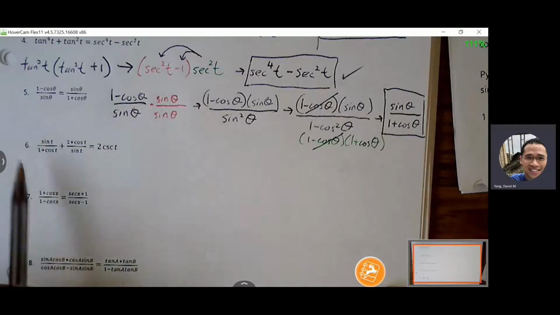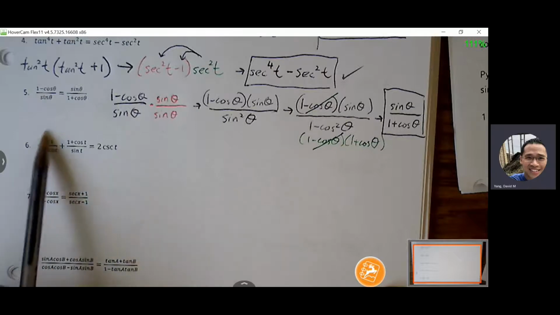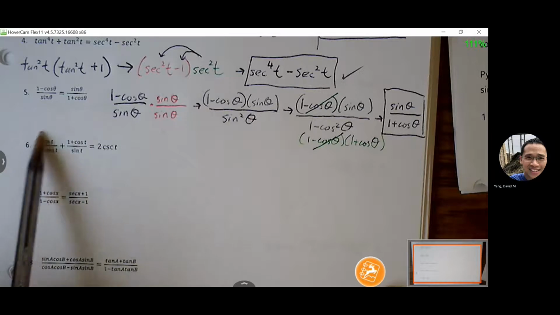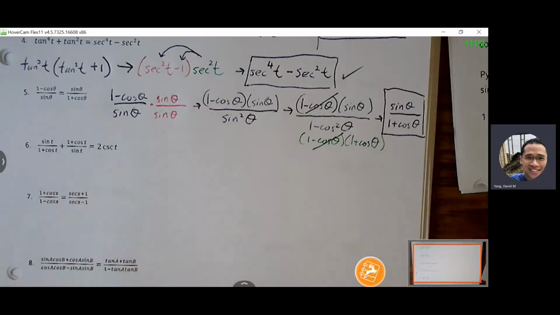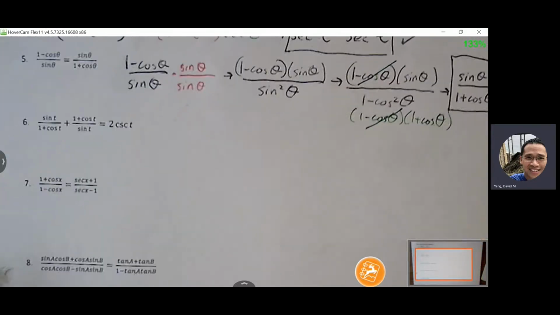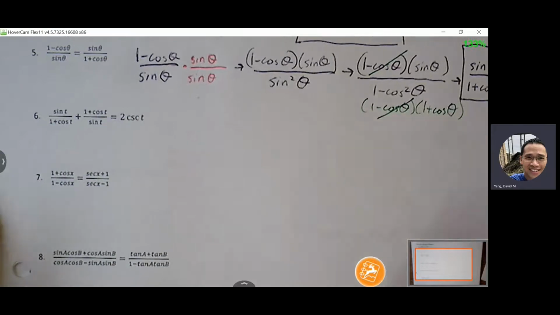Okay, number 6. We start with 2 separate fractions, and we're trying to get it down to 1 term. What are you thinking about when you see this? Yeah, common denominator. I've got 2 separate fractions with 2 separate denominators. Let's get that to be 1 fraction, and then we can hopefully have something show up.